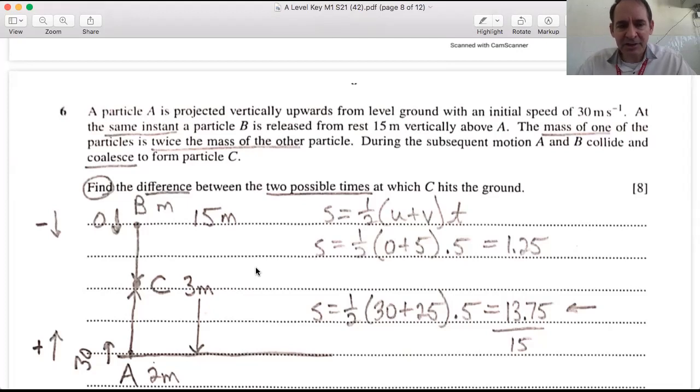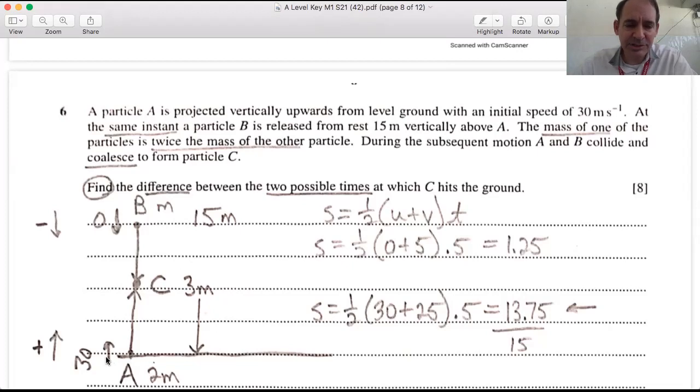Since gravity acceleration is 10 and constant, you're dealing with SUVAT: distance, velocity, acceleration. And because our objects collide and coalesce, we're also dealing with a momentum unit. So let's draw our diagram.